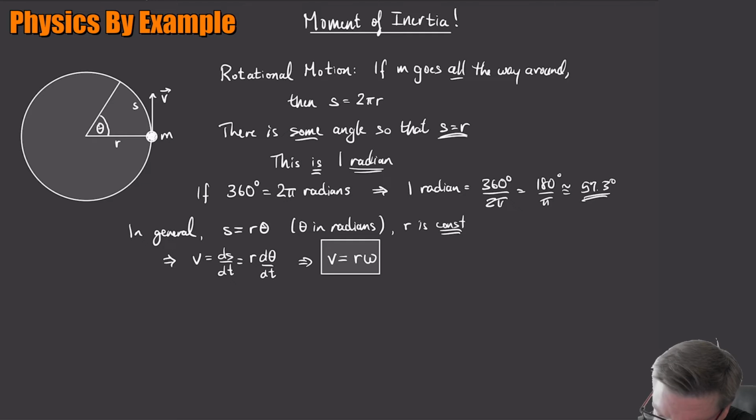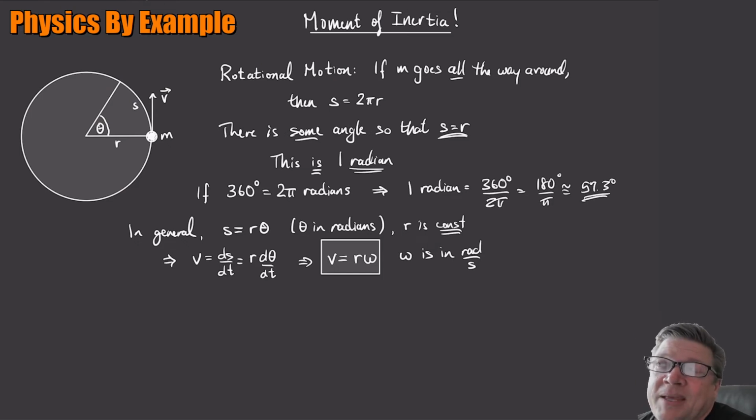So omega is in radians per second. That's the unit for omega. And that's how you tie the two together. So that's how you can figure out if a solid object is spinning around at so many radians per second. A point on the solid object has a linear speed v. You just multiply by r. How far is it away from the center? And that kind of makes sense.